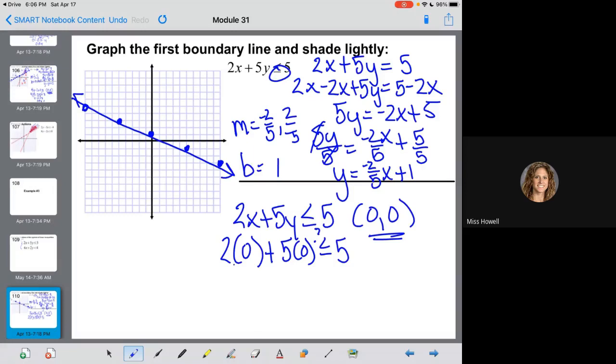So 2 times 0 is 0, plus 5 times 0 is 0. So when we do 0 plus 0, will we get something less than or equal to 5? Well, yeah, we sure do. 0 is less than or equal to 5. So 0, 0 is a solution.